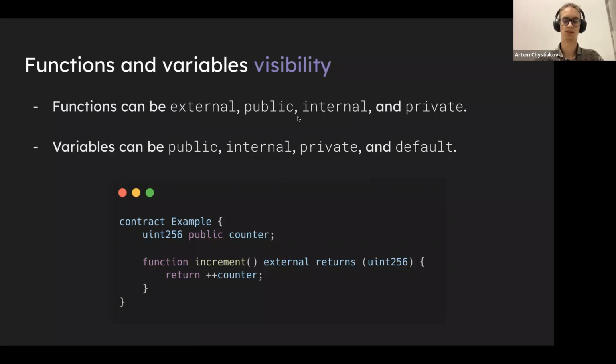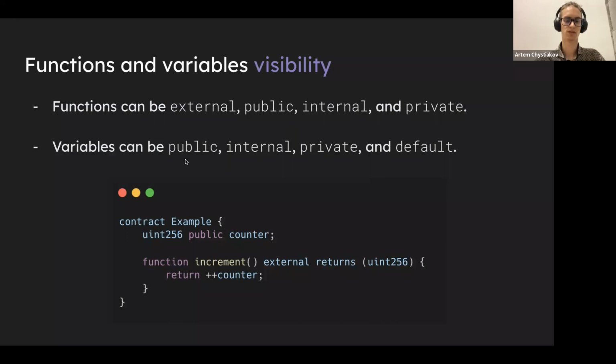Internal functions are the ones that can be called only from the inside of the contract and from the descending contracts, so from the contracts that inherit your contract. And private variables and functions are the ones that can be called only from the scope of your contract. So even descendants are not allowed to call private functions of their parents.